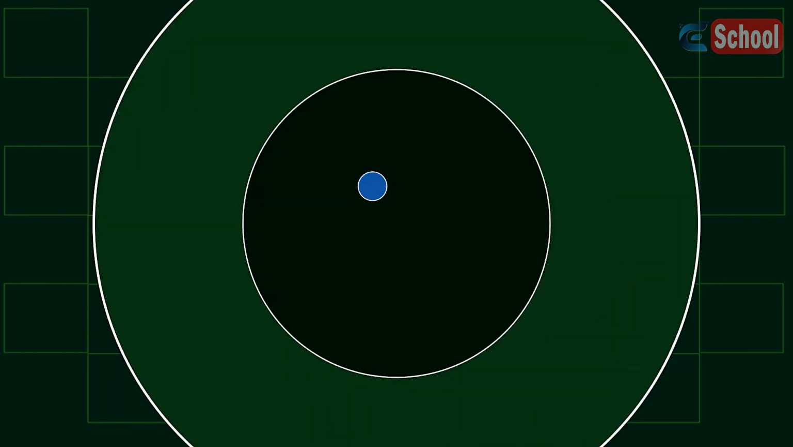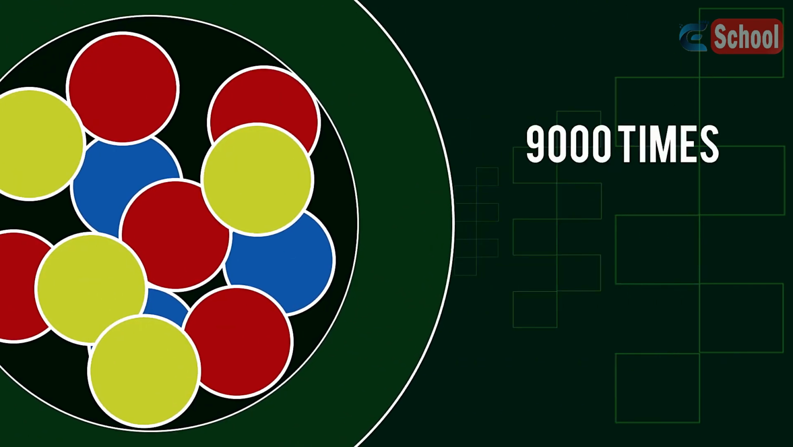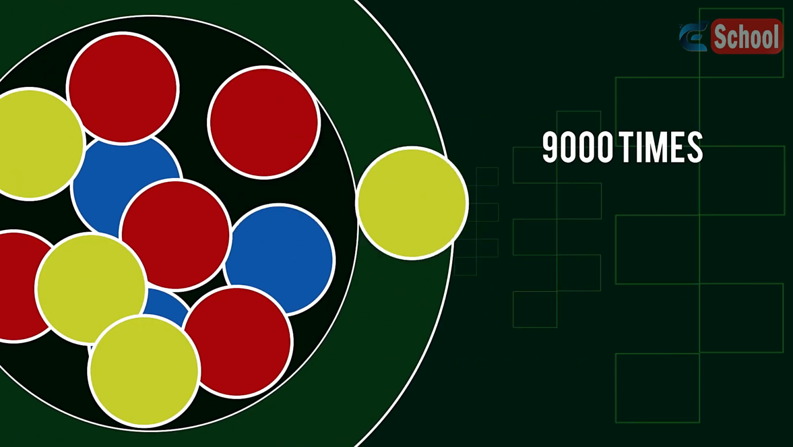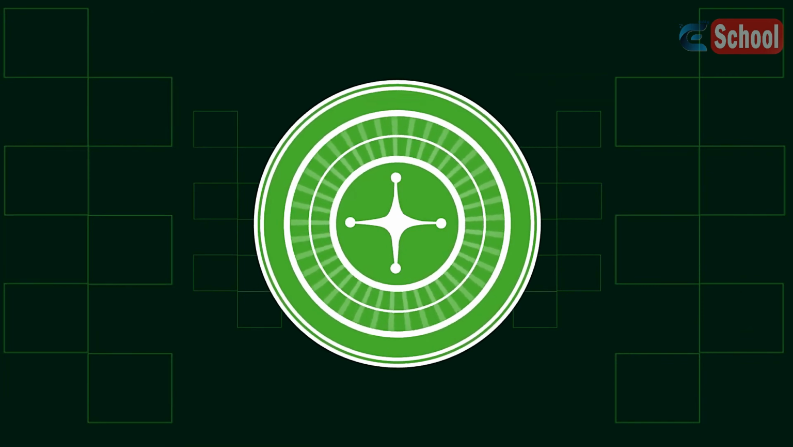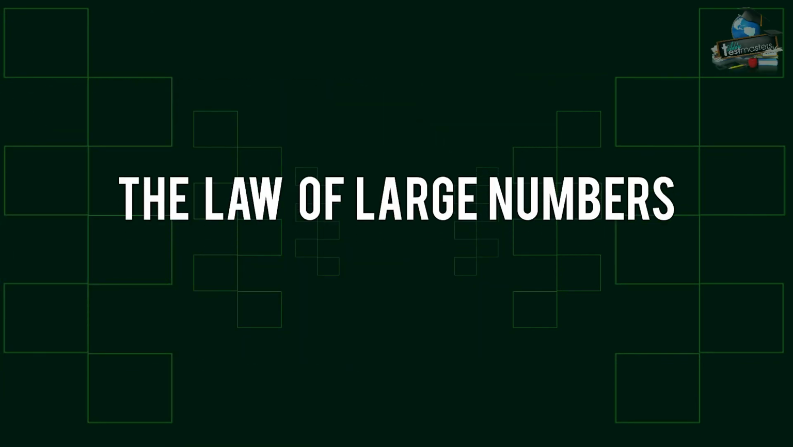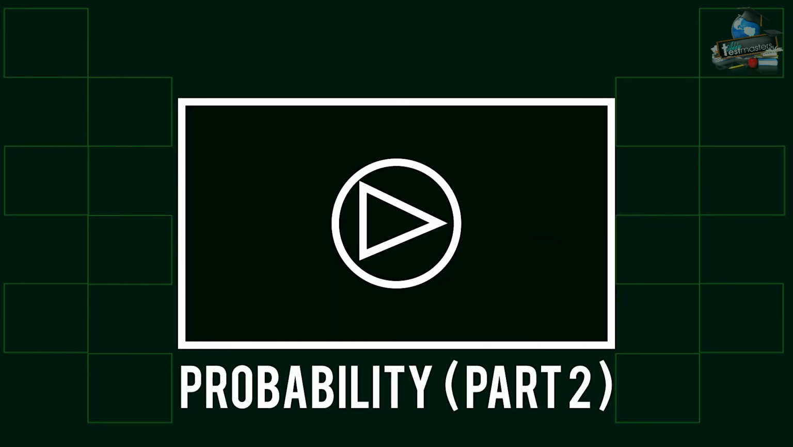If you repeat the experiment with coloured balls 9,000 times, you will probably get a yellow ball in about 3,000 of them. That's why you definitely win on a roulette table the longer you play. This is called the law of large numbers. Watch the second part of this video to find out what restrictions this approach has and what its consequences are.